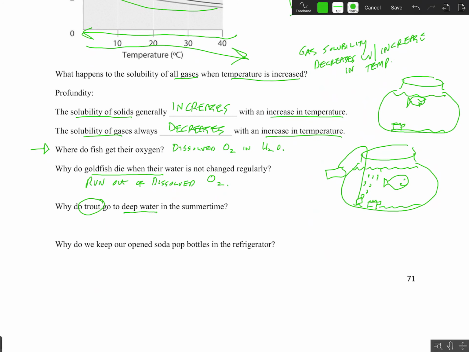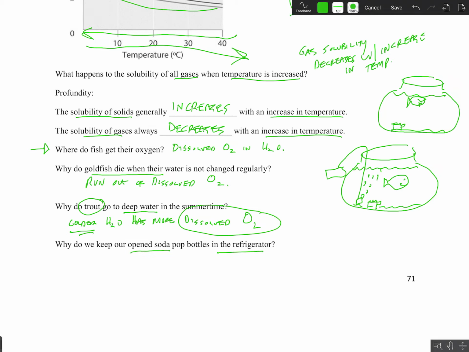Why do you think trout go to deeper water in the summertime? Yeah, at the surface of the lake, the water's probably much warmer, isn't it? But as you go deeper and deeper in the lake, isn't the water cooler? So colder water has more dissolved oxygen, doesn't it? Remember, gases dissolve better when the solvent is cooler. So colder water has more dissolved oxygen in it, and so the trout are more comfortable there. Of course, they'll rise to the surface and they'll eat, but then they'll go back down to where it's colder and there's more dissolved oxygen. They have a higher oxygen requirement than many other types of fish.